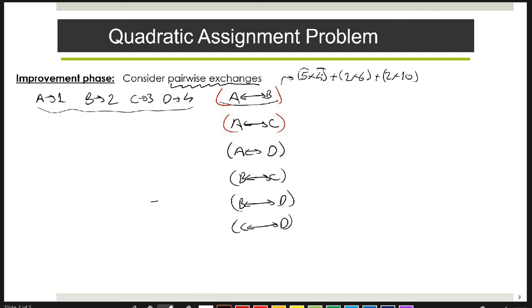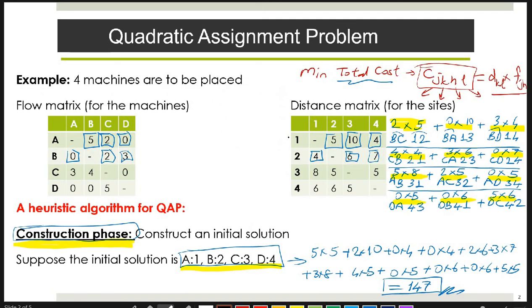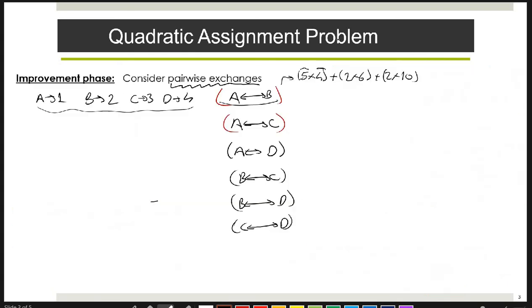So now I'm taking the distance from 2 to 1, not 1 to 2. So I am not multiplying each element of the matrices now. What I am doing when I replace the positions of A and B is multiplying this flow with this distance, 2 to 1. So you should be careful while calculating these distances.